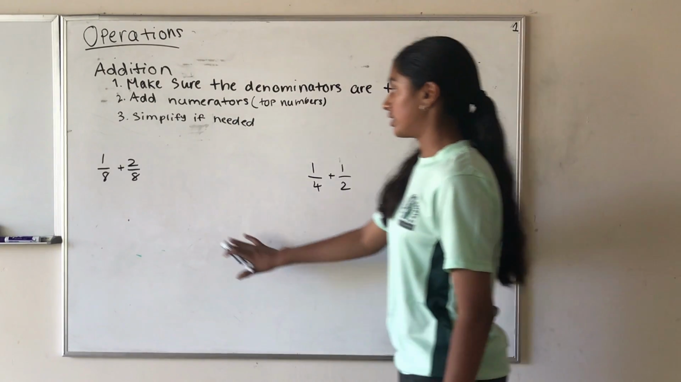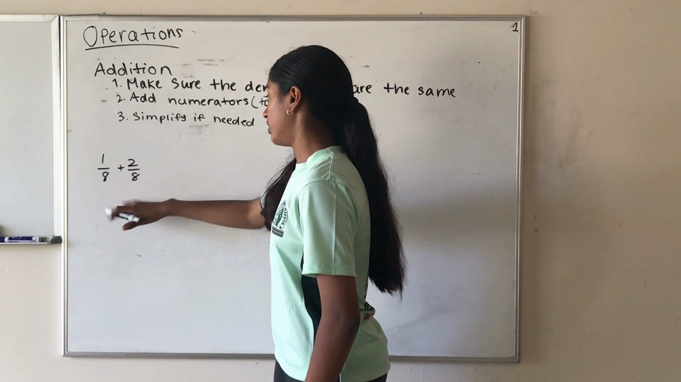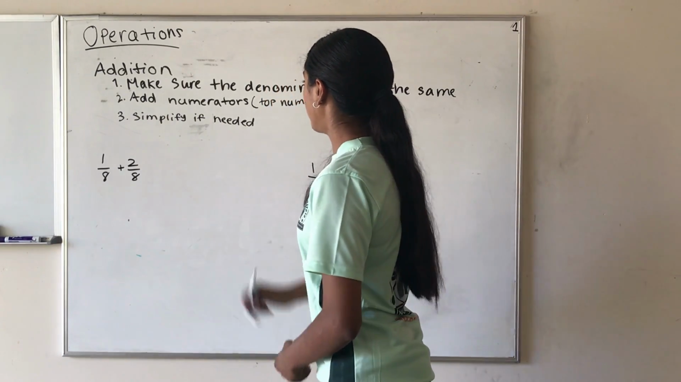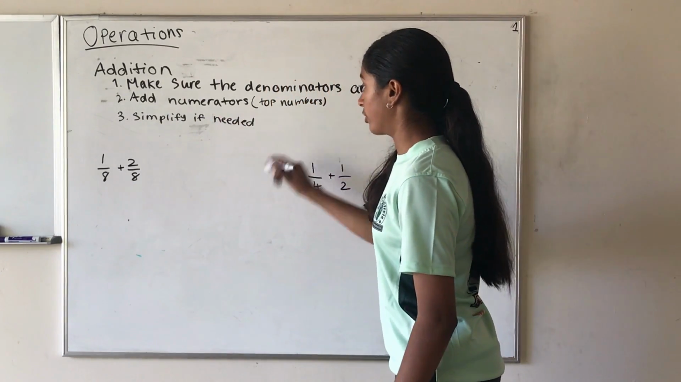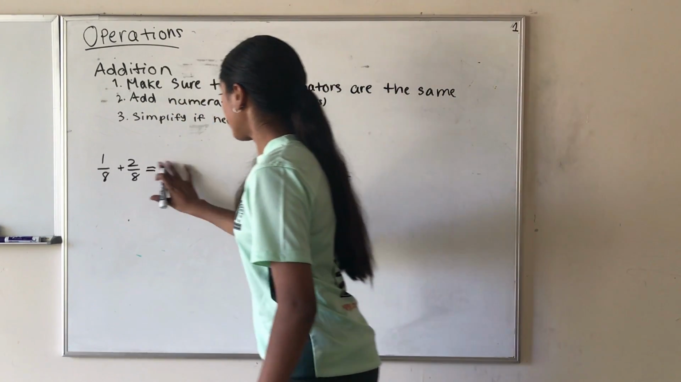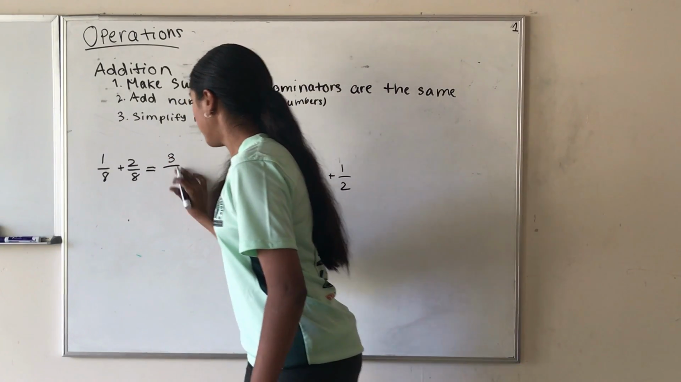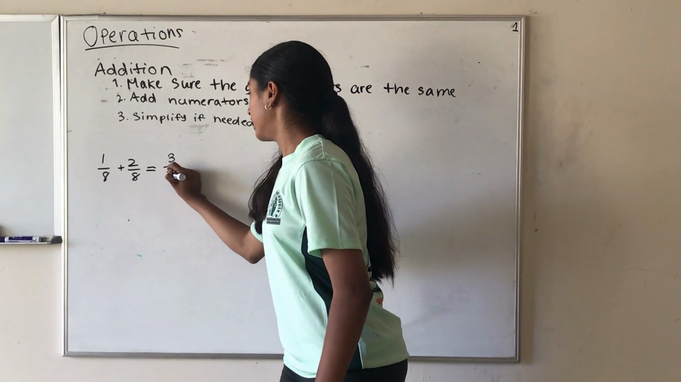So in this first example, it's 1 over 8 plus 2 over 8. The denominator is the same. So all you have to do is add the numerators. So 1 plus 2 would be 3. And then the denominator is going to stay the same.